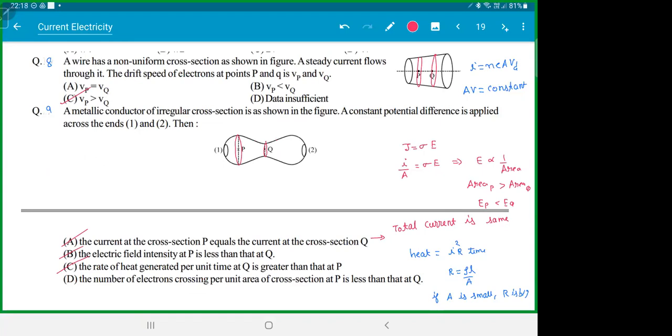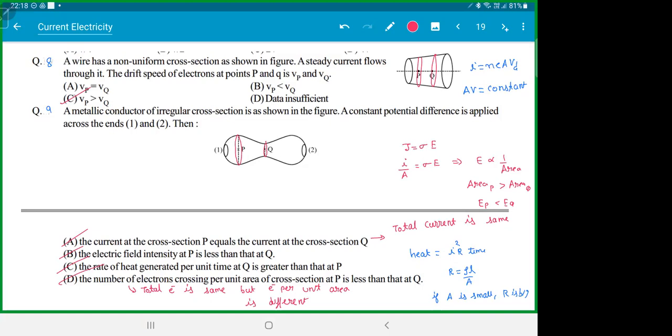Now this is different. See, the total number of electrons is the same, but per unit area it is different. Total electrons is the same, but if you divide per area, area P is bigger. So electrons per unit area is different. You have to divide by area, because P's area is more. D is also right. All four are right, everyone. It's a good question. Please check it out.